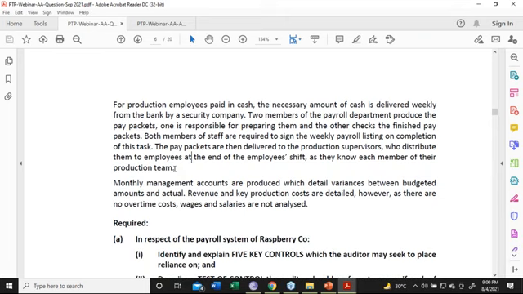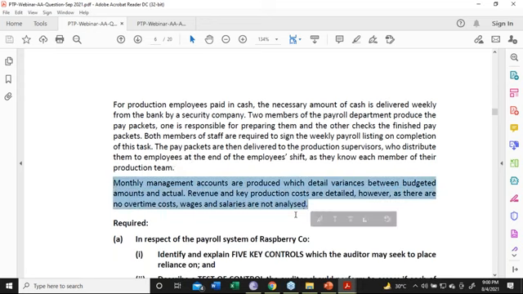Monthly management accounts are produced which detail variances between budget account amounts and actual revenue, and key production costs are detailed. However, there are no overtime costs, wages and salaries are not analyzed. Again, this is a deficiency. You are going to copy all that from the question. Monthly management accounts, from here to this is a deficiency. You are going to explain this could lead to extra costs being paid because the board, or the directors, are not monitoring the wages and salaries. So they might be paying extraordinary costs and they won't be able to identify the problem.